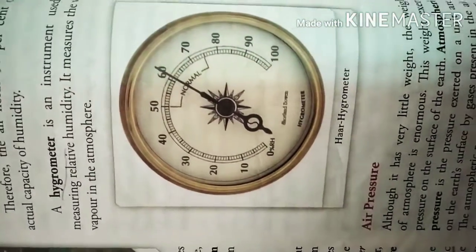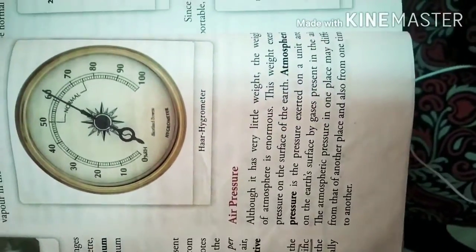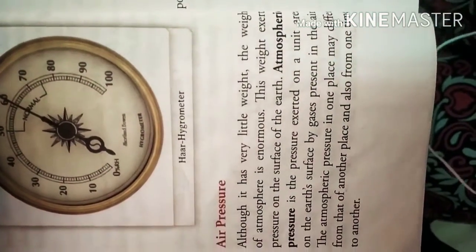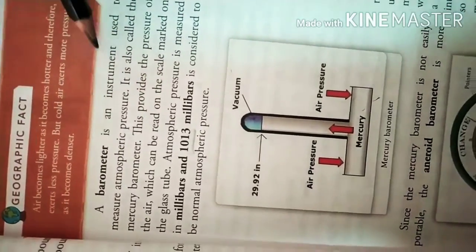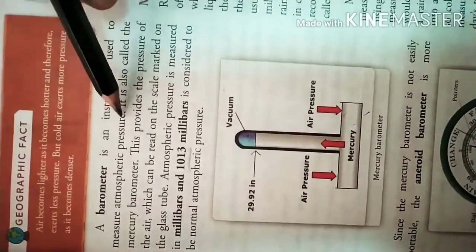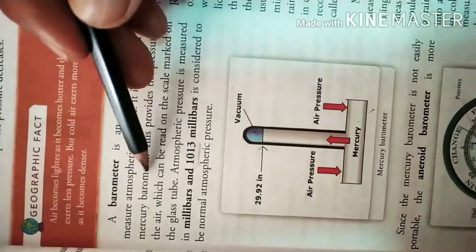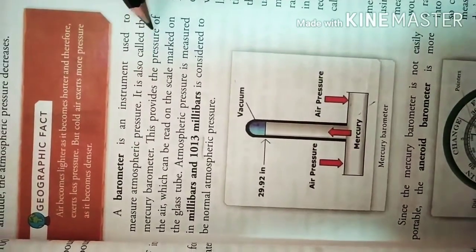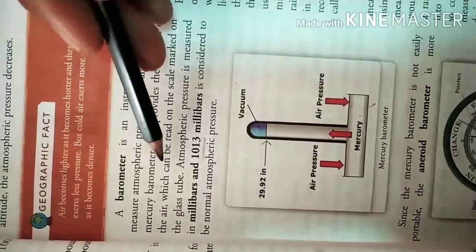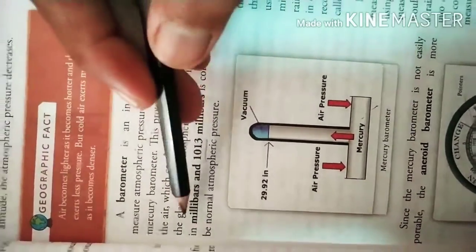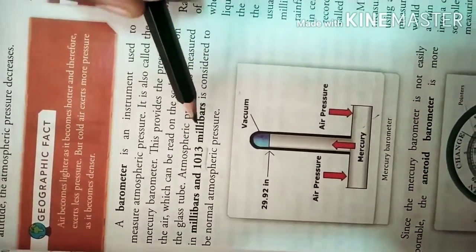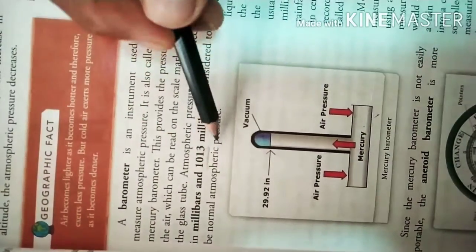Now number 3 is air pressure. I also explained the air pressure definition to you very nicely. I hope you understood. So now, which instrument do we use to measure atmospheric pressure? First is a barometer. A barometer is an instrument used to measure atmospheric pressure. It is also called the mercury barometer. This provides the pressure of the air, which can be read on the scale marked on the glass tube. Atmospheric pressure is measured in millibars.